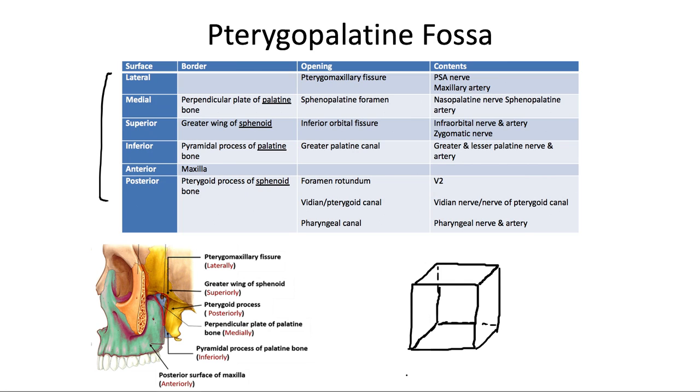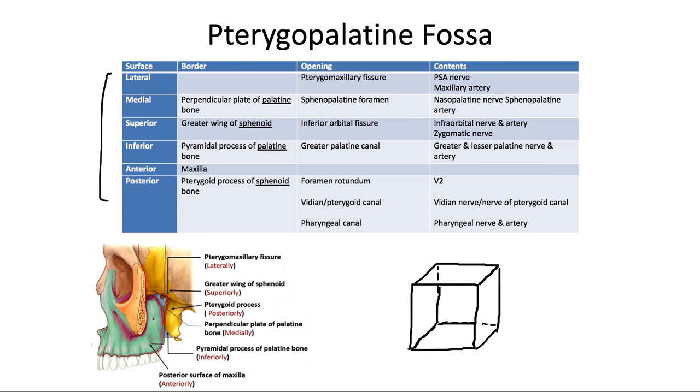We can see straight in here because that is our main opening, which is called the pterygomaxillary fissure. The pterygomaxillary fissure is that teardrop shape that I described. That's the name of the hole, that big opening that we're looking into right here. That opening transmits the PSA nerve as well as the maxillary artery. They are going into this opening right through here.